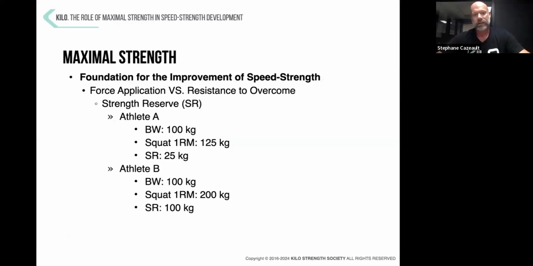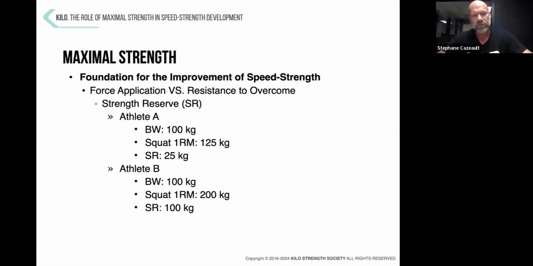Maximal strength is basically the foundation of everything. And an expression I like is foundation. Your foundation will set the stage for success later on in your training. One aspect of maximal strength that I think makes it a little easier to understand why it's so important is the strength reserve.